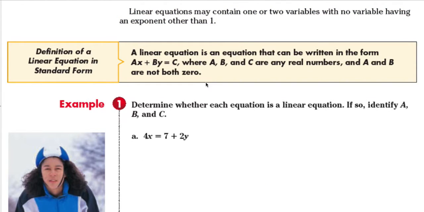And this brings us to the definition of a linear equation in standard form. A linear equation is an equation that can be written in the form of ax plus by equals c, where a, b, and c are any real numbers, and a and b are not both equal to 0. Okay? So when you talk about a linear equation, this is a linear equation in standard form. And if you notice, A, B, and C are all capital letters, because A is the coefficient of x, B is the coefficient of y, and C is your constant. So any real numbers A, B, and C, where A and B are not both equal to 0.